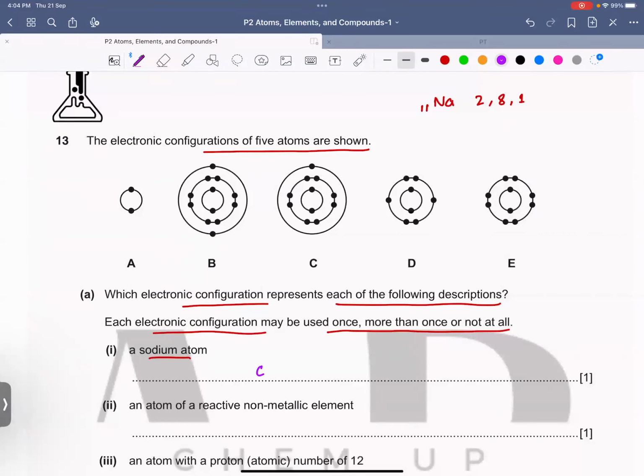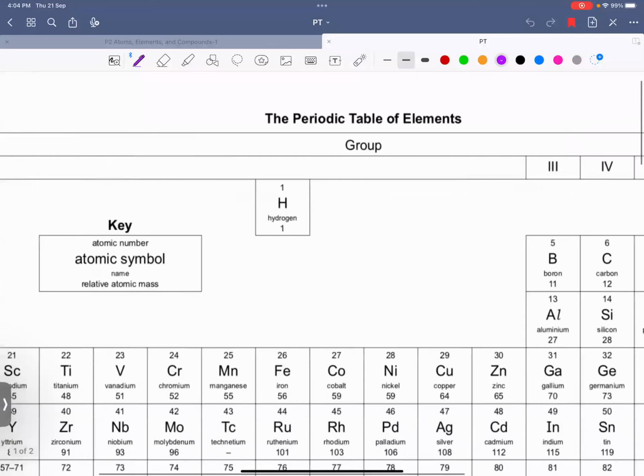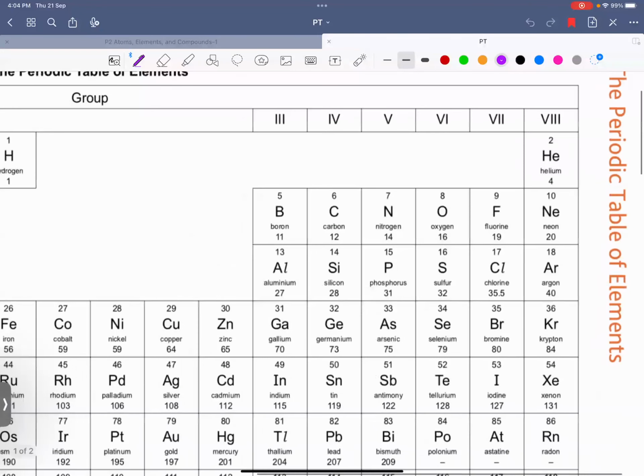Then an atom of a reactive non-metallic element. So remember, when we talk about non-metallic elements, they are over here. Group 4, 5, 6, 7, and 8. When we talk about group 8, they are non-reactive as well. So how are we able to figure out if the element is of group 8? In its outermost shell, it will be stable. It will be 8. If there are 8 electrons in the outermost shell, it means it is in group 8.